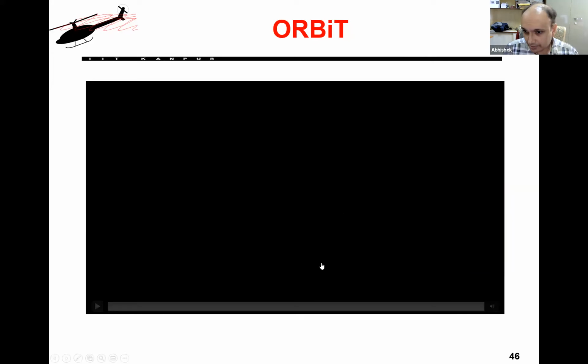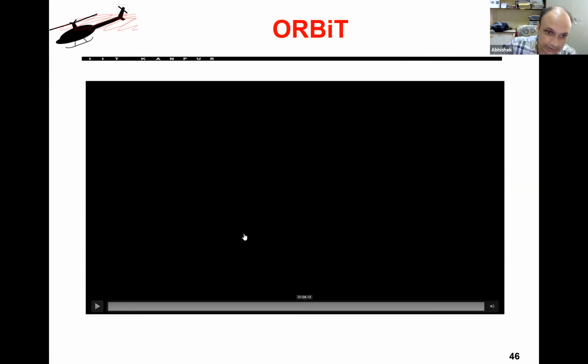So as you saw, this entire vehicle has been designed, built, and fabricated in my lab, right here. Where I'm sitting, just downstairs, this entire thing has been built.